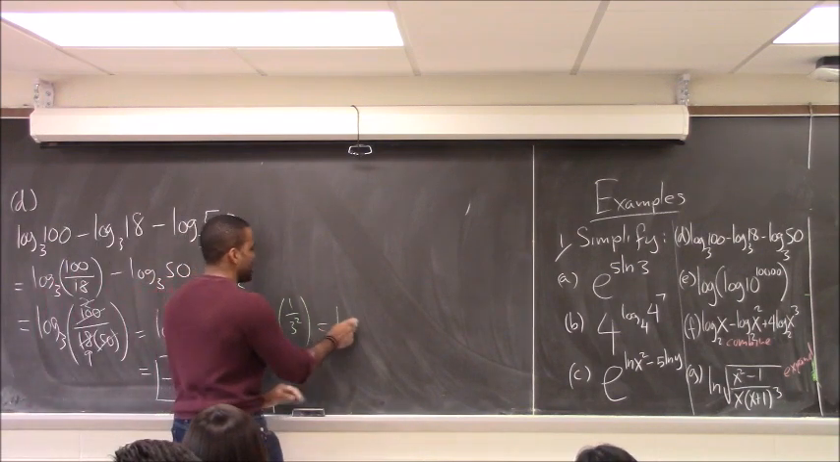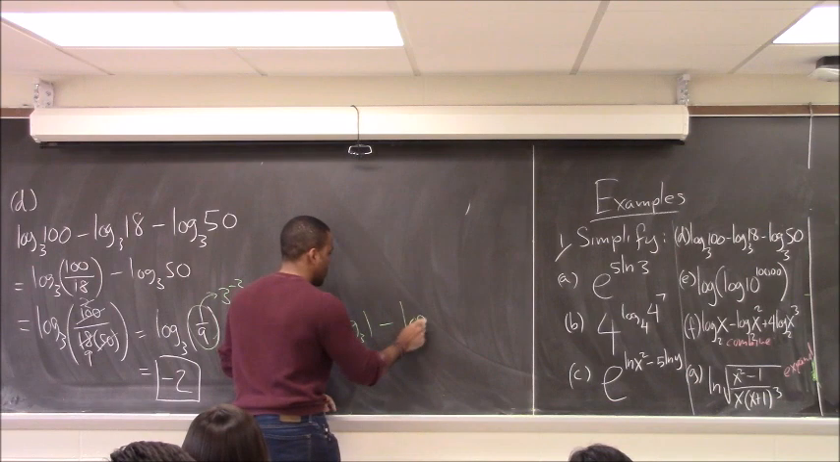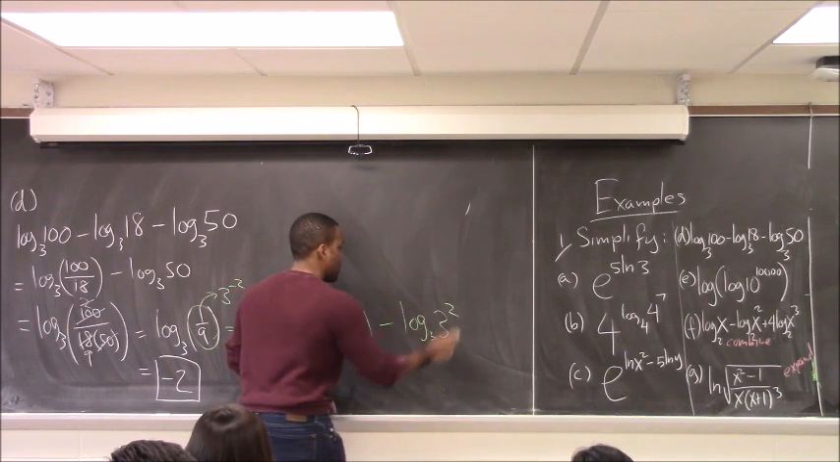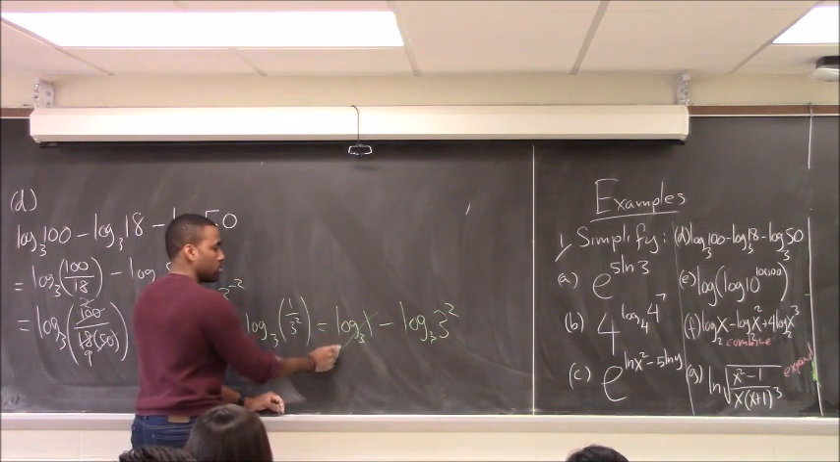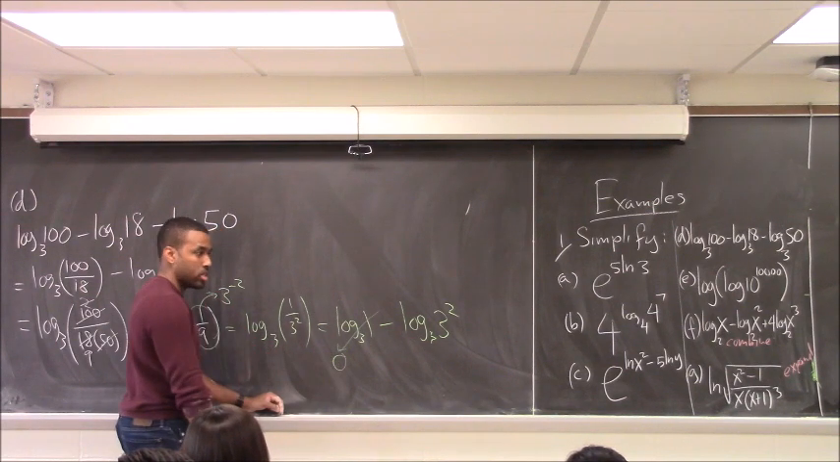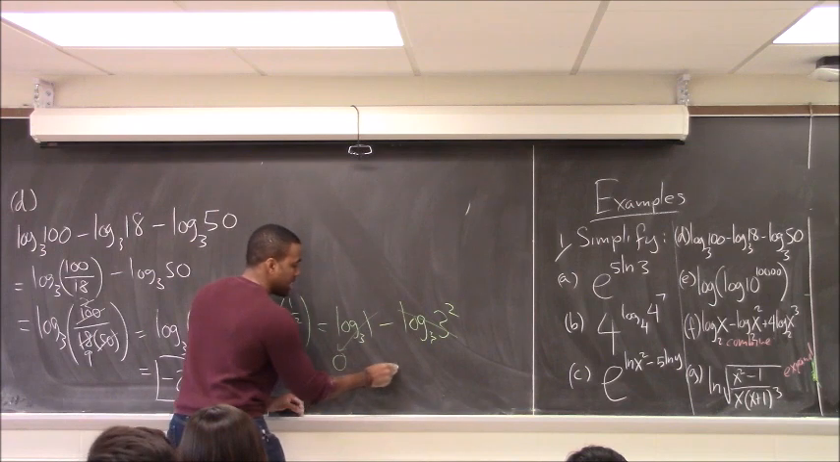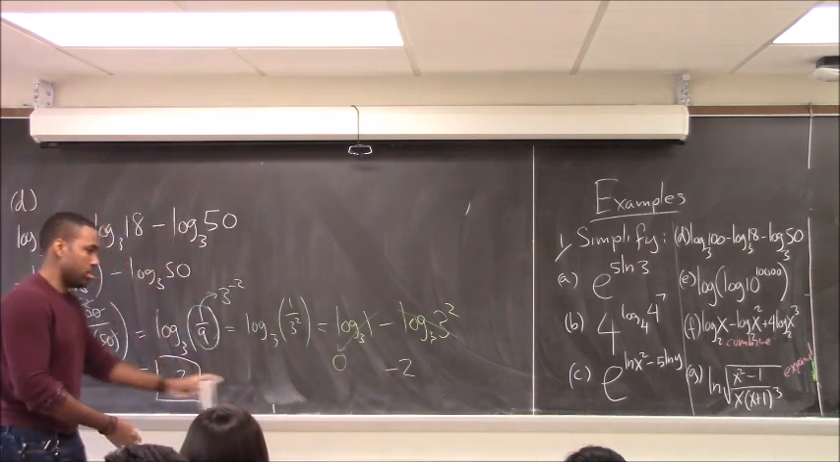Or you could be like, I'm going to split these guys now. Log of 1? 0. Log of 1 is always 0. These cancel, and I get the minus 2 that way. Tons of ways to get through.